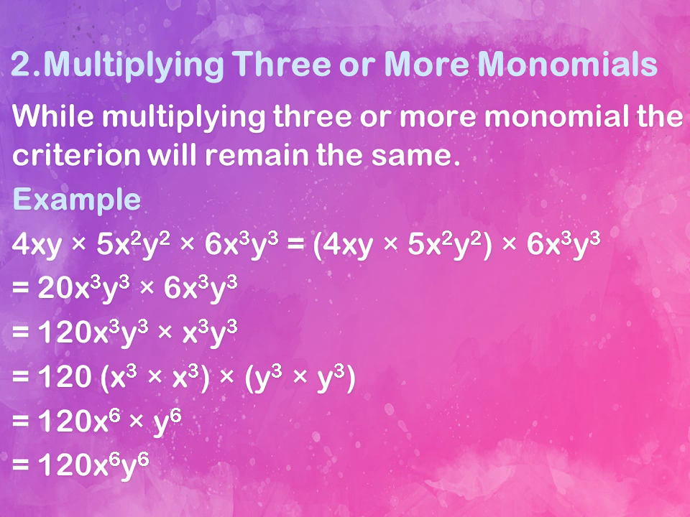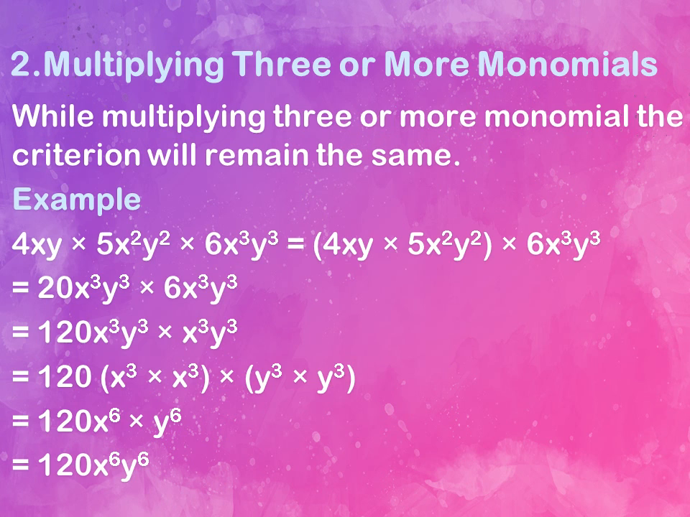Now, multiplying 3 or more monomials. So, students, while multiplying 3 or more monomials, the criteria will remain the same. For example, here we have 4xy into 5x square y square into 6x cube y cube. So, here we have 3 monomials. First of all, we will multiply 2 and then we will multiply this product with the third one. So, first of all, 4xy into 5x square y square. Here the product of their coefficients, that is 4 into 5 is 20 and xy into x square y square is x cube y cube.